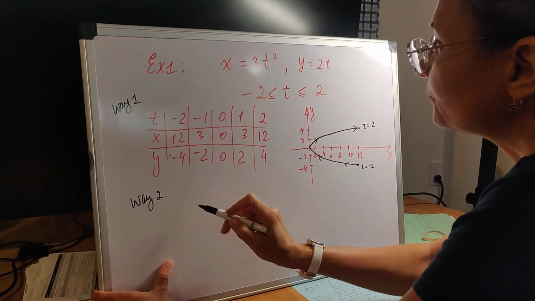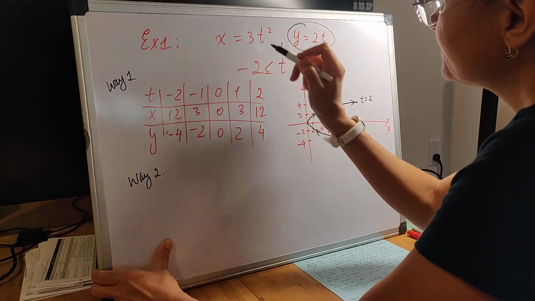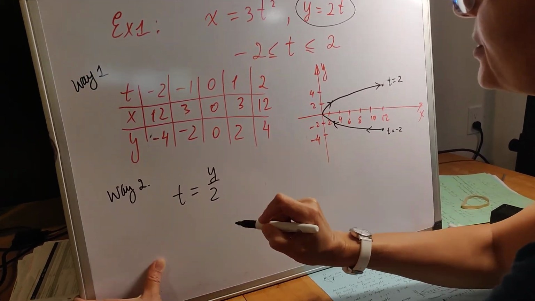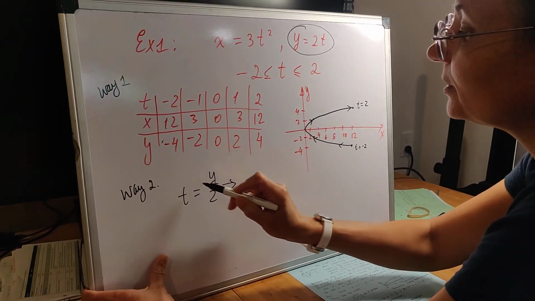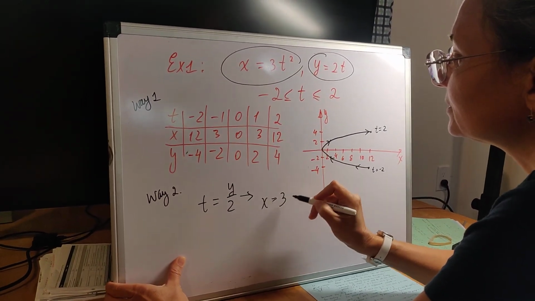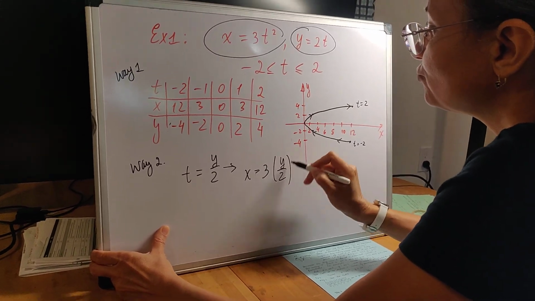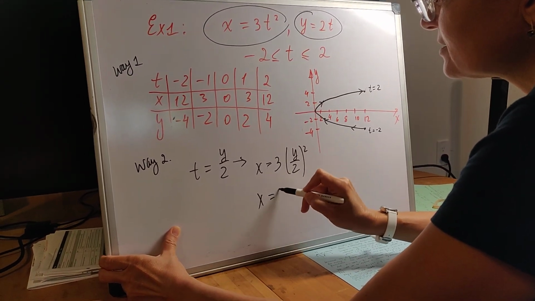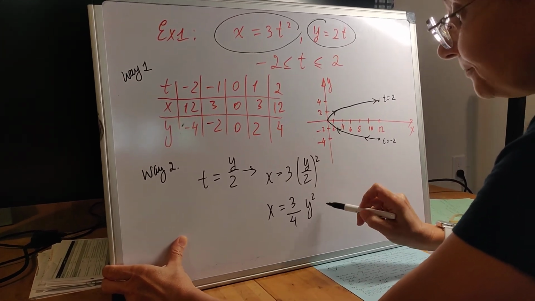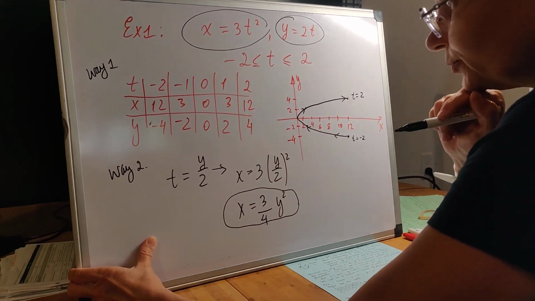What I'm going to do is solve the second equation for t. I'm going to write down t equals y over 2 from the second equation. And then I'm going to plug this t into my first equation. So write down that x equals (y over 2) squared times 3, which is going to give me x equals 3 over 4 times y squared. So that's how my curve is supposed to look.